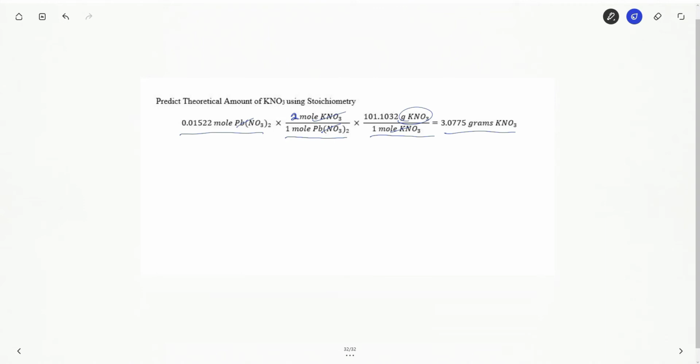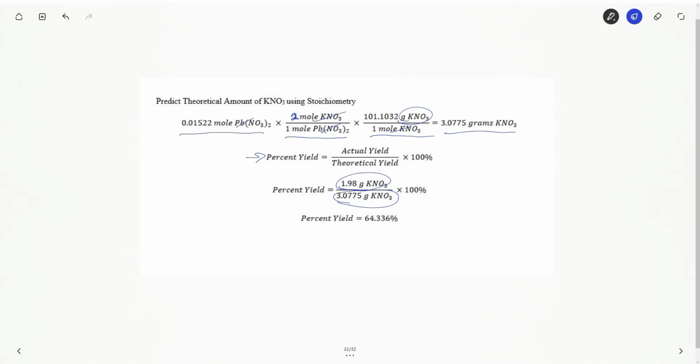Now the problem told us that we did not actually form that 3.0775 grams of potassium nitrate. We only formed 1.98 grams. So using my mathematical formula for percent yield, which I give right here, I'm going to plug in my theoretical yield down here that I got from my stoichiometry. That's how much I should get. My actual yield was given in my problem. That's how much I actually got when I went into the lab and ran this, times 100%.